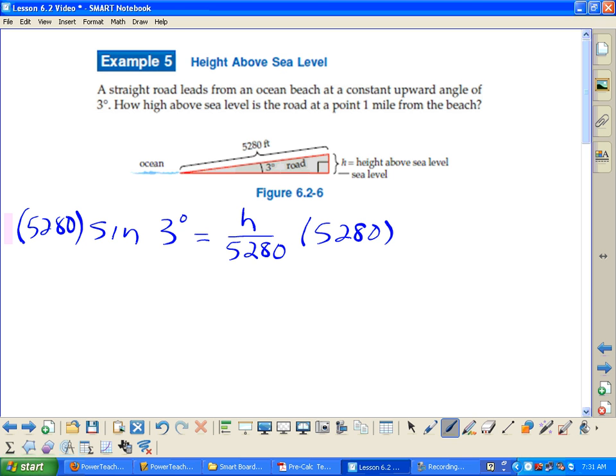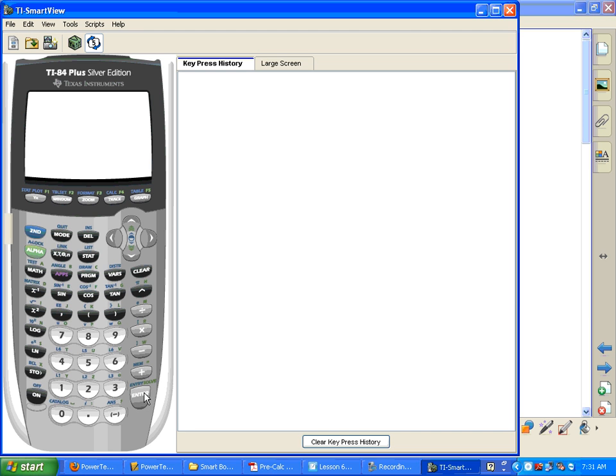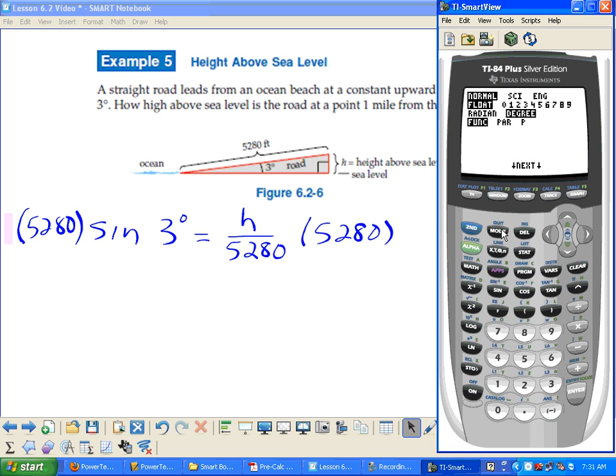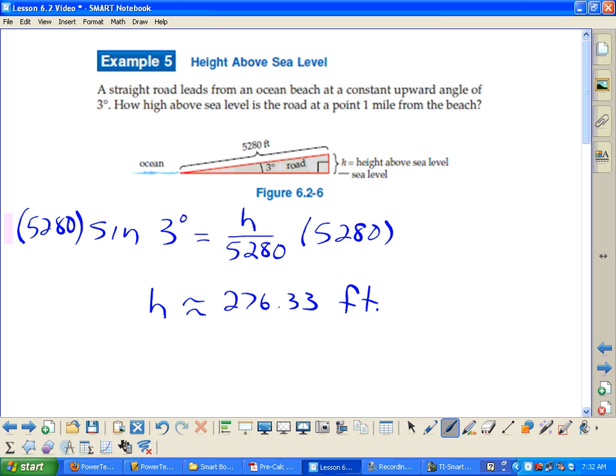And let's see, I've got to get my calculator out. Didn't do that yet, so we'll bring our calculator up. And we'll check our mode. Remember, every day you should always check your mode, or every time you turn it back on, just make sure you're in the right mode here. So 5,280 times the sine of 3, and that would be 276.33 feet. So the height is approximately 276.33. And don't forget, here's a problem with units, so make sure you include your units in your answer.